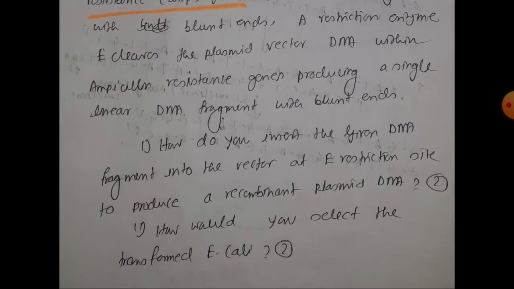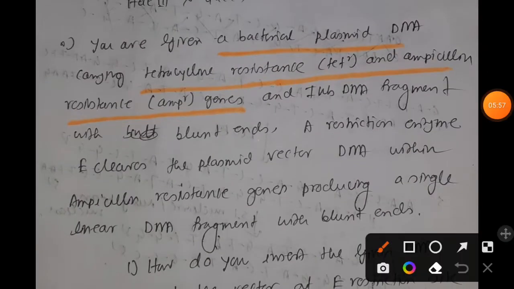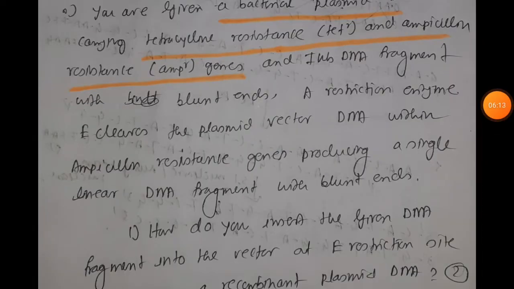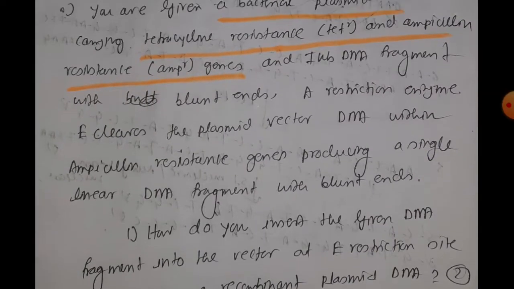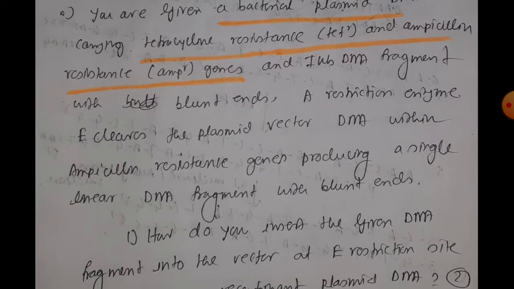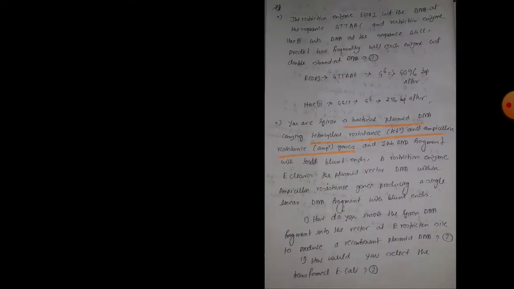And how do you select the transformed E. coli? This is a very important question, because it will clear the concept of recombinant DNA technology in various aspects. So let's try to solve this one. For solving this type of question, I would first recommend that you pause the video and try to answer it on your own, because I have already uploaded videos on the different concepts necessary to solve it. I believe that you can. Then please look at the solution, and it should be helpful to you.